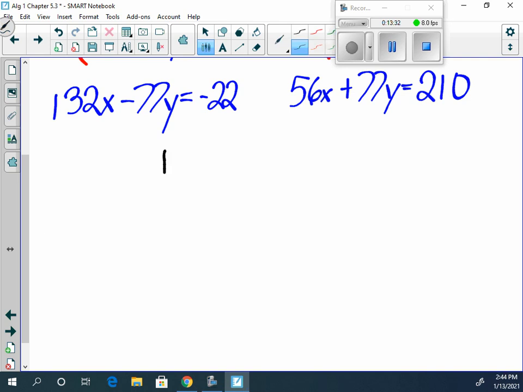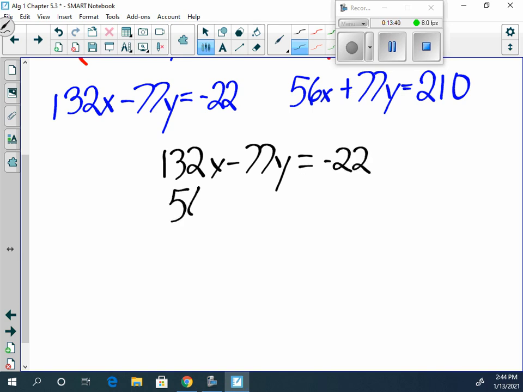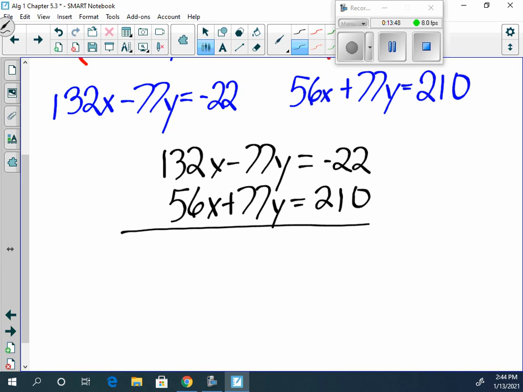Okay, now we can put the equations over the top of each other. 132x minus 77y equals negative 22. That's the first one. Our other equation, 56x plus 77y equals 210. We get this here. Now, would we add these two together or would we subtract them?